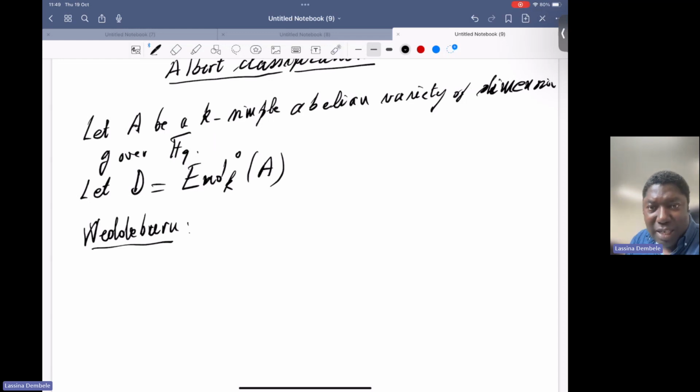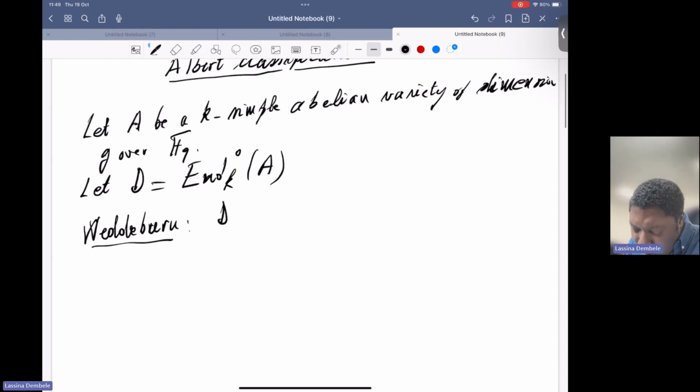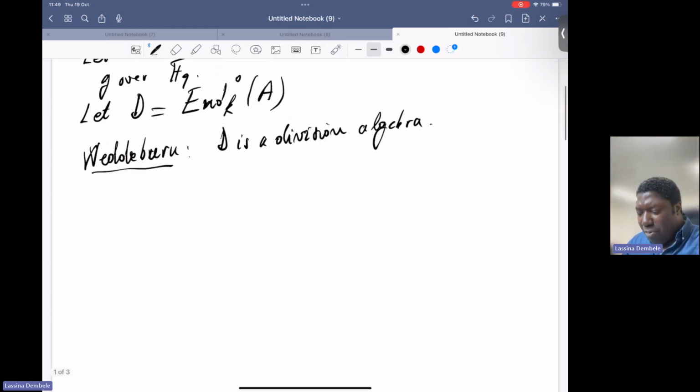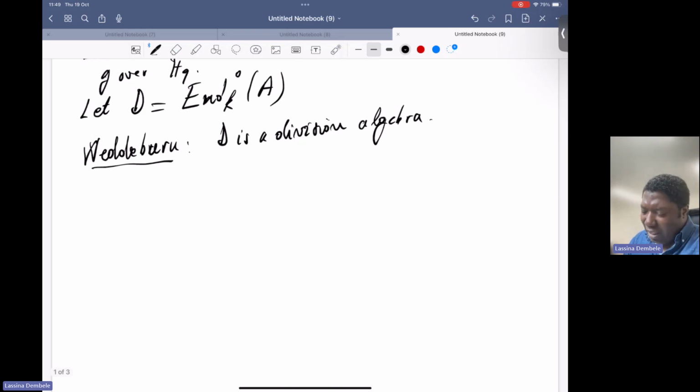So Wedderburn says that D is a division algebra. So basically what we are going to do now is to give a refined description of this division algebra. So for this, we are going to let F be the center of D.